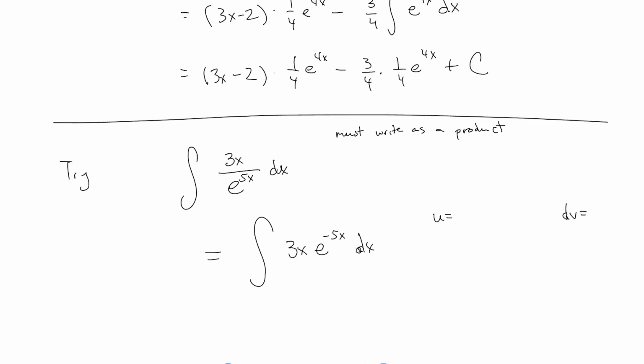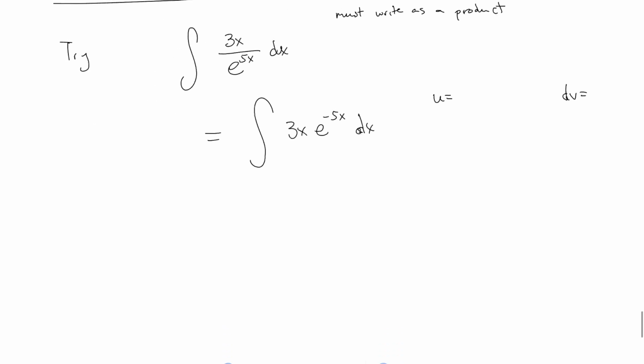Folks are doing fine. Nobody wanted to talk to me because everybody was just diligently working it out. And I think everything looked good. The u, you want to choose 3x for the u, and the dv, e to the minus 5x. So the du then is 3 dx. The v is 1 over minus 5 e to the minus 5x. Make sure you keep that minus sign there. The minus sign is part of the constant up inside the exponent there.